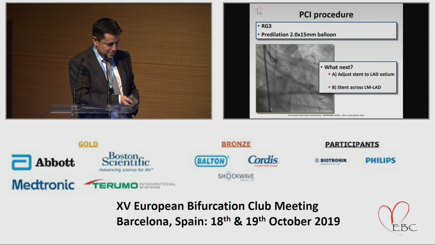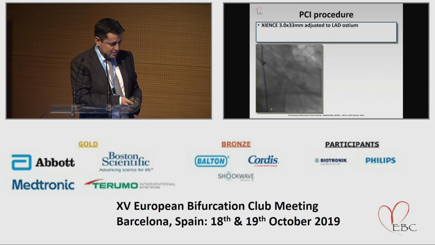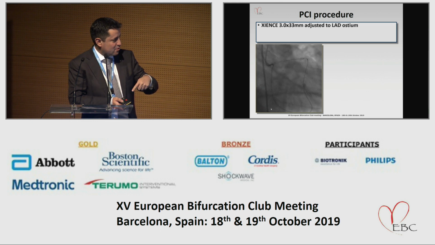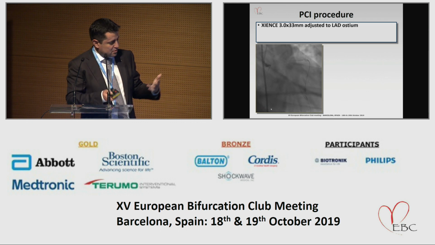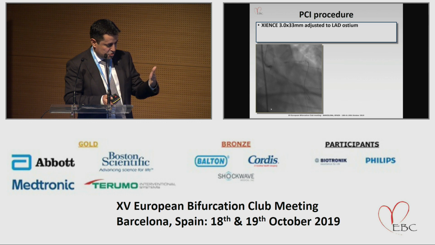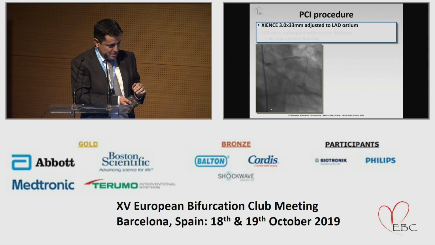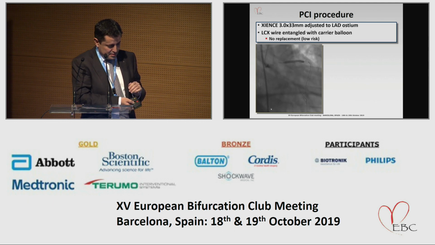That was the temptation. And when we were doing that, we did it with no problem. And when we did that, the wire in the circumflex was entangled with the balloon. The people were enthusiastic. It was a live course, cheering for the easy result. And the wire was difficult to replace. So we decided not to replace the wire because we deemed the situation low risk. So this is what we found when we did the first injection.